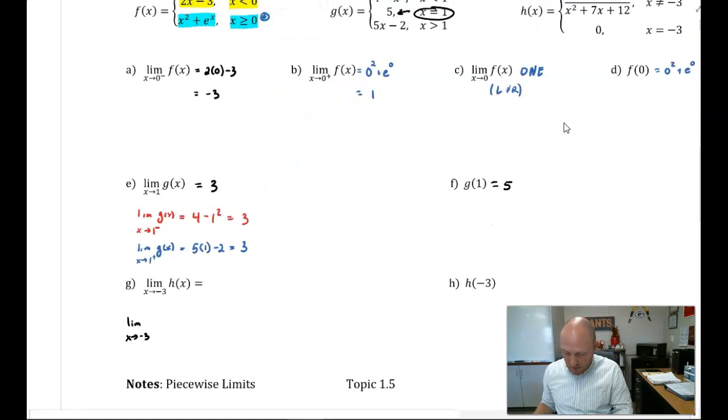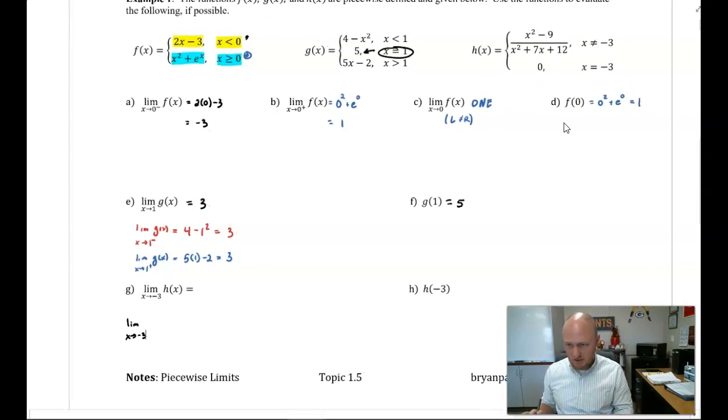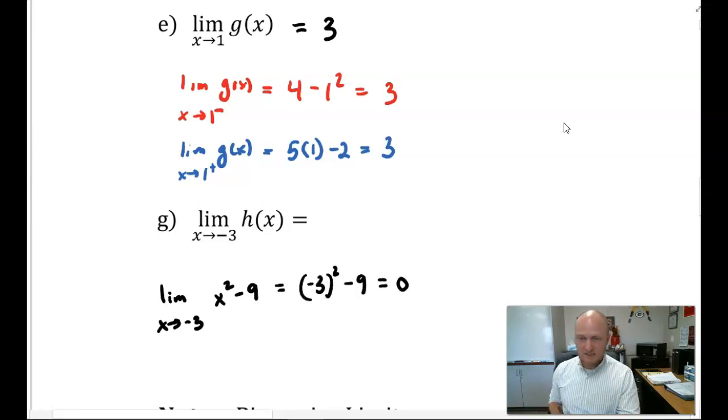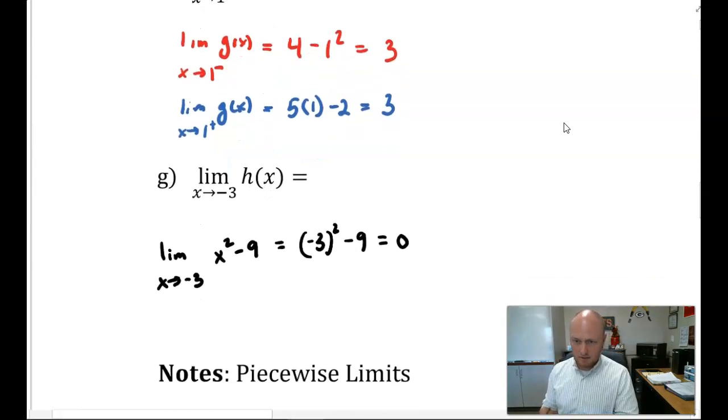I have a fraction. Whenever I have a fraction, I'm cautious because I think something's going to happen here. So the limit of x squared minus 9. What happens when I plug in negative 3 here? We get negative 3 squared minus 9. Oh, isn't that 0? That's 0.